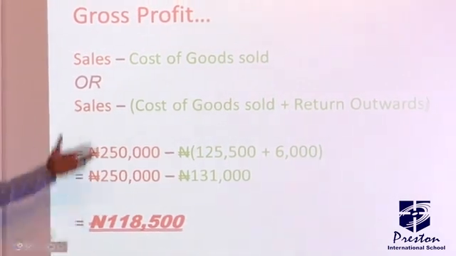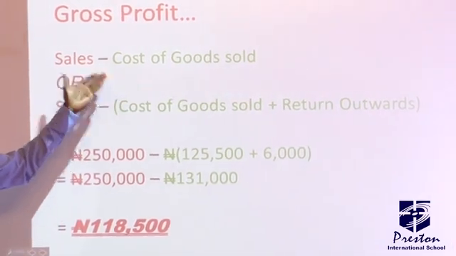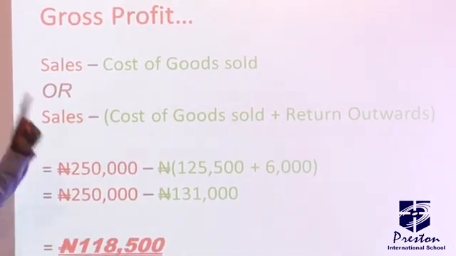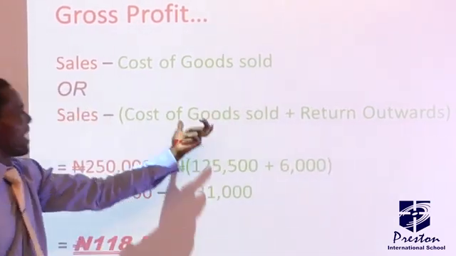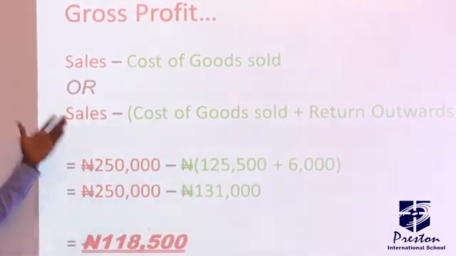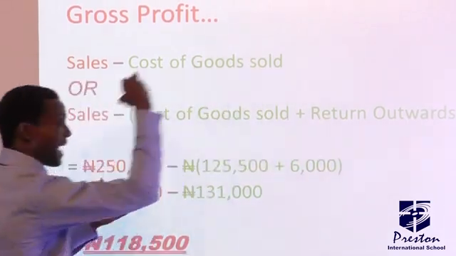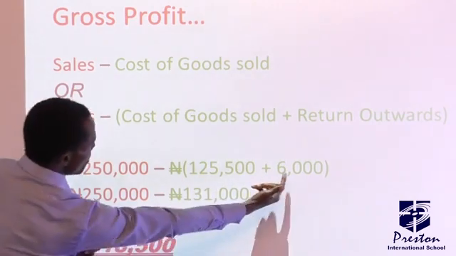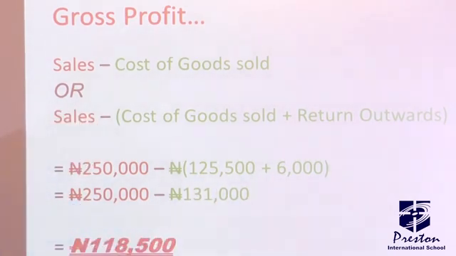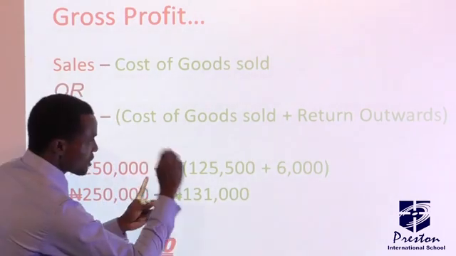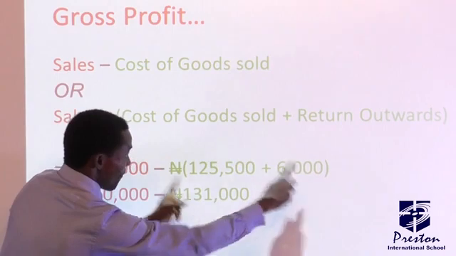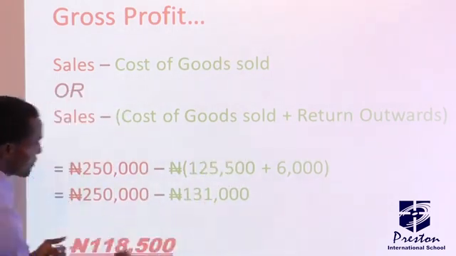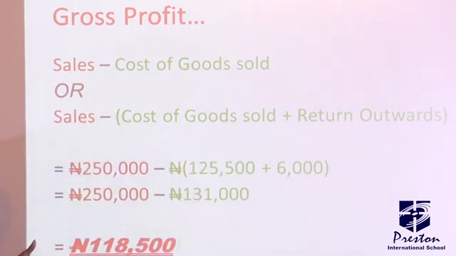We come straight to the gross profit, where it is sales minus cost of goods sold. Mind you, your returns outward must also be added to your cost of goods sold. So if you have returns outward among the items given to you, you add it up, giving us this. Then the addition of these two, giving us 131,000 naira. When you now subtract this from this, this is to let you know that we must deal with the brackets first, which resulted to this. Then the subtraction of this from this, giving us this as our gross profit.